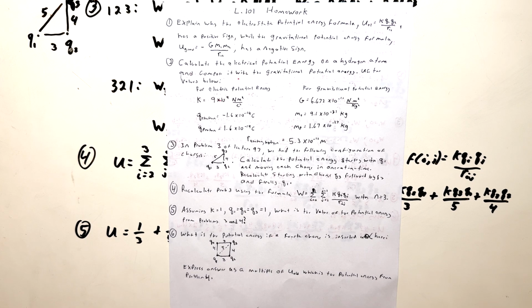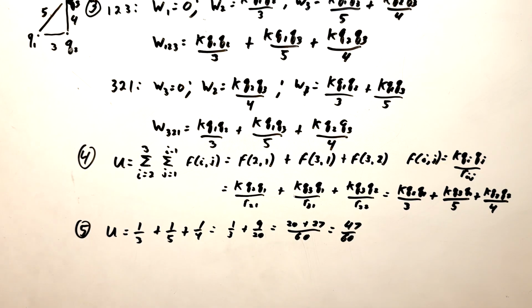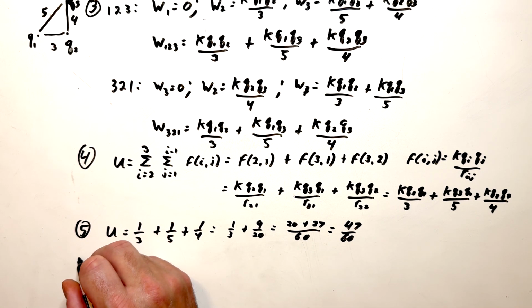Okay, and finally, problem number 6. What is the potential energy if a fourth charge is inserted here? And by here, it's pointing to this new location, charge number 4. It wants us to express it as a multiple of the old potential energy, which is the potential energy we got from problem 4. But since we want to express it as the old potential energy, we may as well just use the numbers that we got, because that will allow us to get the new value in terms of the old.